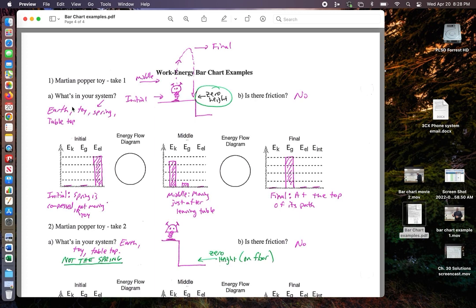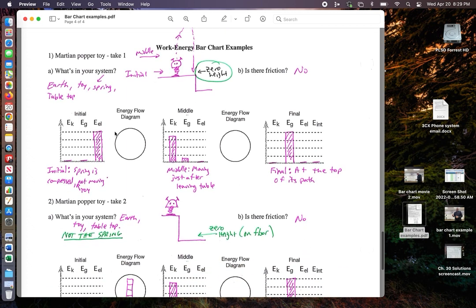And the system, which is the only things we think about when we're thinking about our energy, has got to include the Earth, because if we ever have gravitational potential energy, we have to include the Earth. The toy itself, the spring that's part of the toy, and then the tabletop. In this case, I'm going to say there's no friction, as well as in situation 2 with the Martian toy, popper toy, or the chicken toy. No friction.